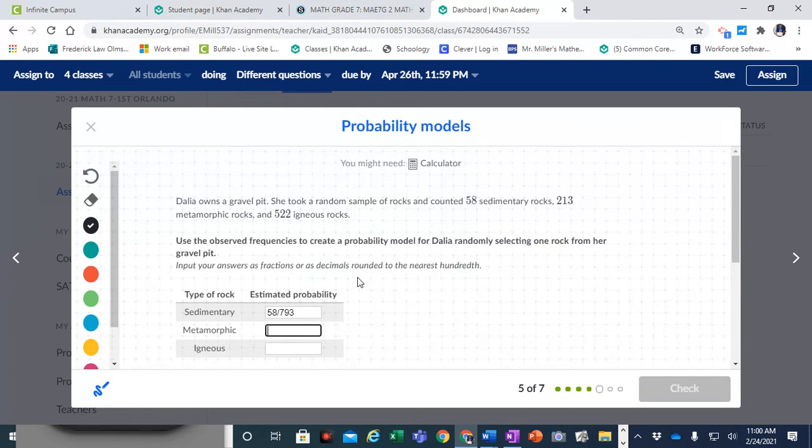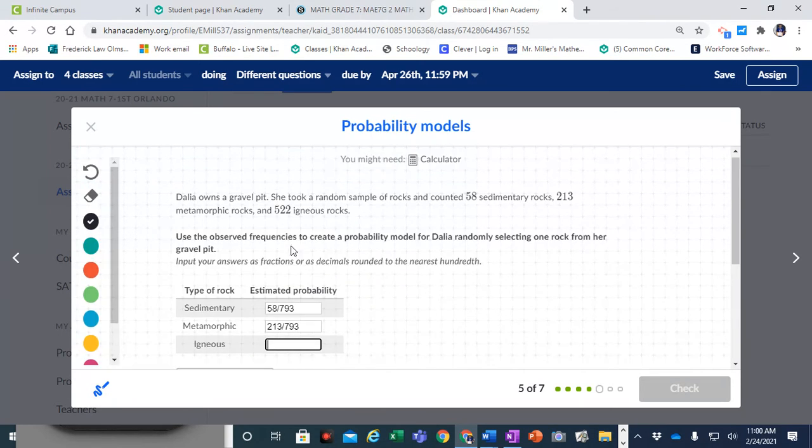Metamorphic was 213 out of 793. And finally, igneous is 522 out of 793.